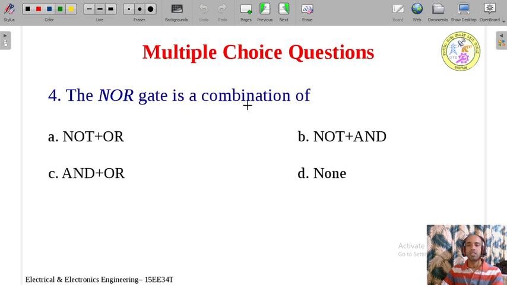The NOR gate is a combination of not plus or, not plus and, not plus and plus or, none. We know that what is NOR? N stands for not, OR stands for OR gate. That is the combination of NOT and OR gate. Therefore option A is the correct answer.